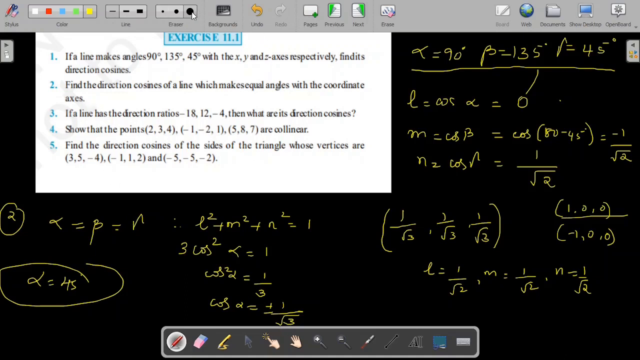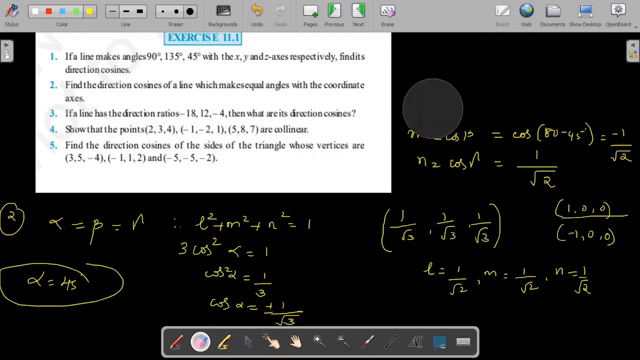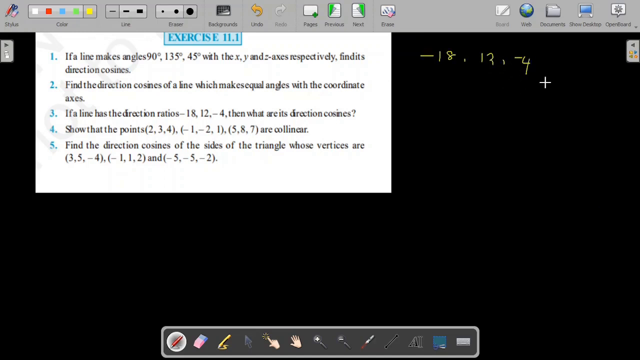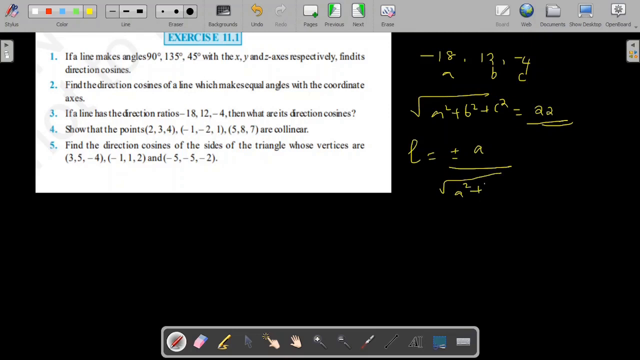Next, the third question. If a line has direction ratios minus 18, 12, minus 4, so this is a, b, c. You should find the square root of a square plus b square plus c square. You can check that it comes out to be 22. So you know that l equals plus or minus a by root of a square plus b square plus c square. That is equal to plus or minus, here you have minus 18 divided by 22. Do the simplification. m equals 12 divided by 22.